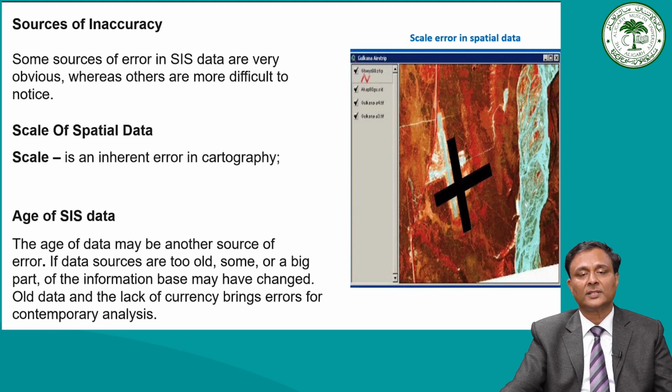Similarly, if data sources are too old, some or a greater part of the information base has changed. So this kind of old data and the lack of currency brings error for contemporary analysis. This way also the data is not up to date, and in some way we can say that data has some kind of error. The scale of spatial data example can be seen very clearly in this particular image which is presented before you.